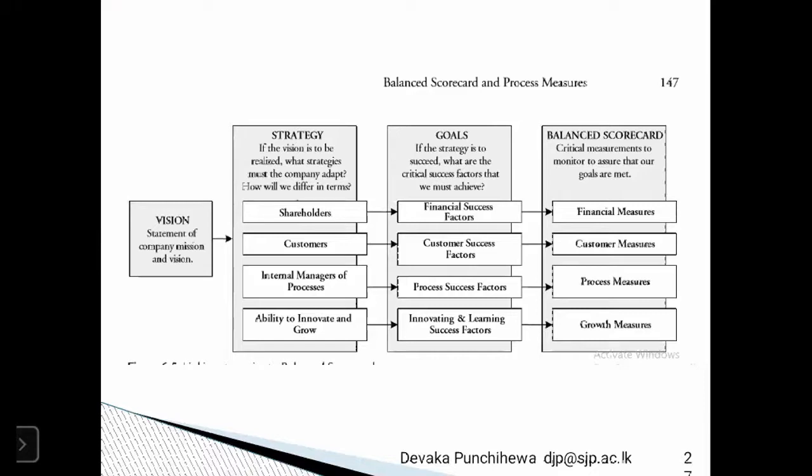The particular aspect that reflects the Kaplan and Norton's contribution is the emphasis on defining four different types of strategies, right? Four different types of strategies, and generating four different types of measures, right? So, what are these four different types of strategies, right? Shareholders, customers, internal managers of the process, ability to innovate and grow, right? So that is the strategy, right?